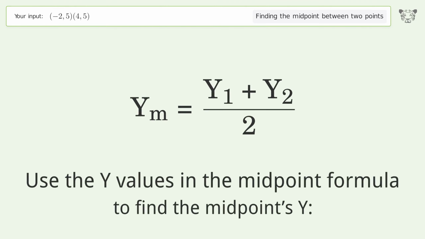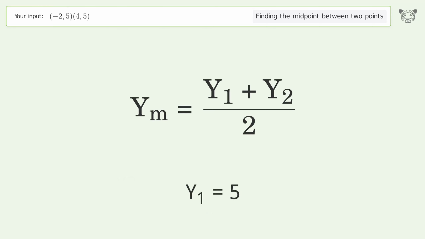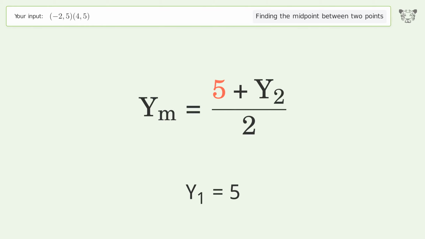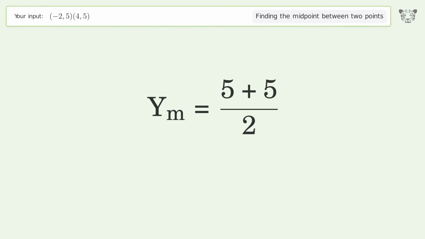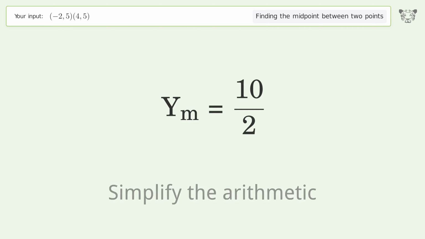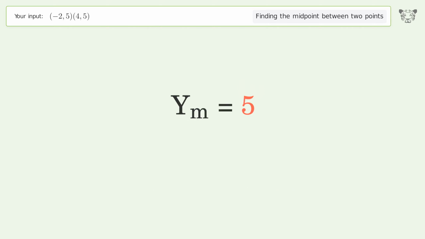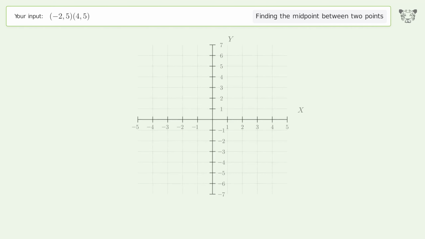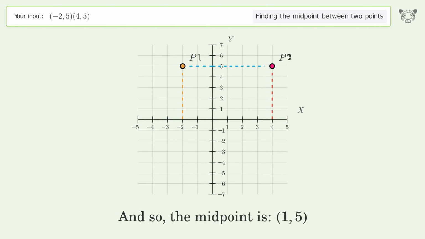Use the y values in the midpoint formula to find the midpoint's y. y1 equals 5. y2 equals 5. Simplify the arithmetic. And so, the midpoint is 1, 5.